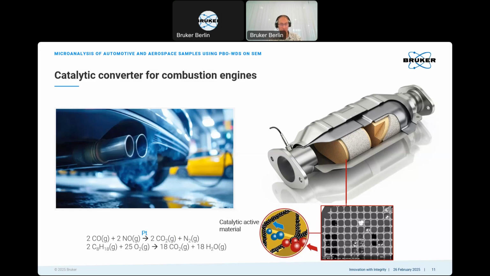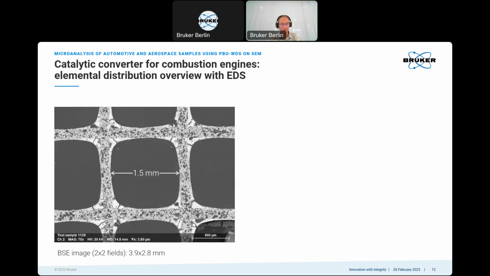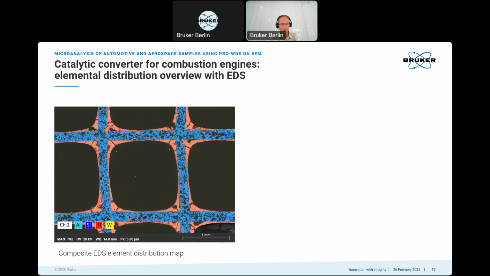The analytical questions here for us are, can we detect platinum in trace levels within this material? And also, what other elements can be detected for failure analysis? Let's have a look at the catalytic converter. Here we see the grid in cross section, so the ceramic body. We zoom in here. Each of the cells is about 1.5 millimeter wide, and we get a quick overview by WDS mapping.